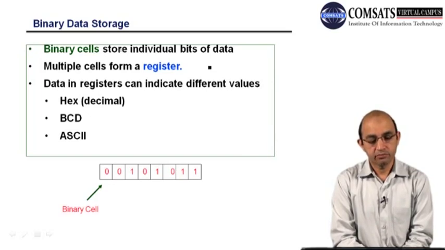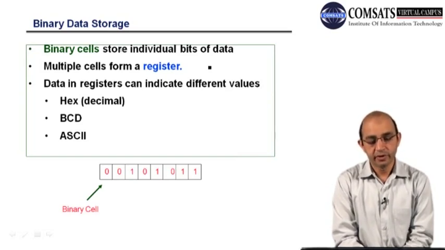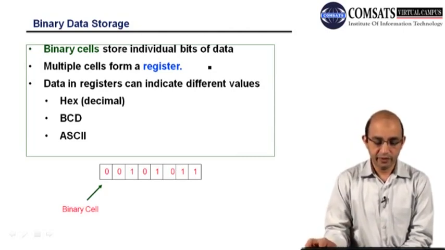So the data in those registers are being stored by using different values. We can use hexadecimal values, we can use binary coded decimal, or we can use ASCII, right? So here we have a register, and each slot in that register is a binary cell, and we can store the data in that register, right?